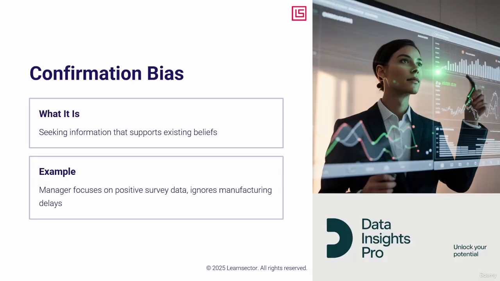Let's start with a common one, confirmation bias. This happens when we seek out, remember, or favor information that supports what we already believe, while ignoring evidence that challenges our views. Imagine a manager launching a new product. They might focus only on positive customer survey data, overlooking early signs of manufacturing delays. When strategic decisions are filtered through this lens, risk increases and objectivity suffers.